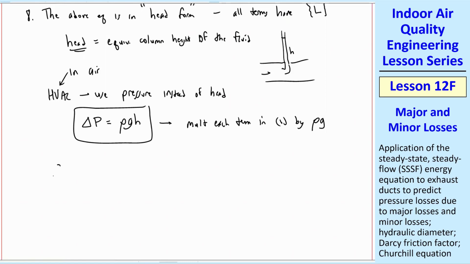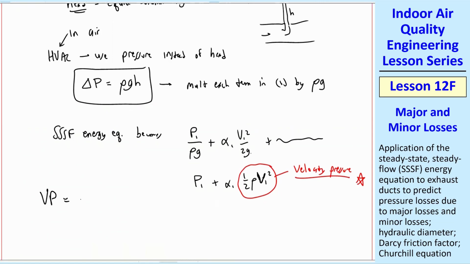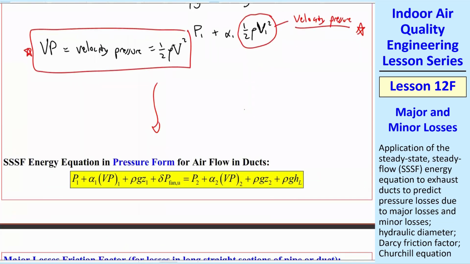So the steady state, steady flow energy equation for a control volume between 1 and 2, when you multiply by rho g, becomes P1 plus alpha 1 times 1/2 rho V1 squared. And that is actually a special term in HVAC. People like to call this the velocity pressure. We call that VP equal 1/2 rho V squared. I typed this all out to save some time.